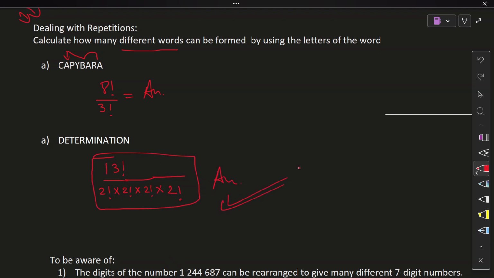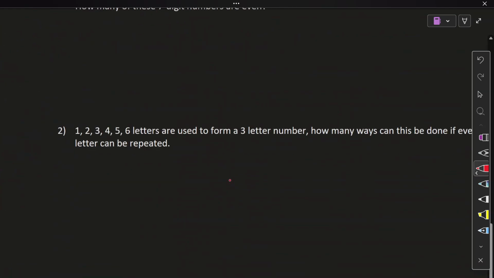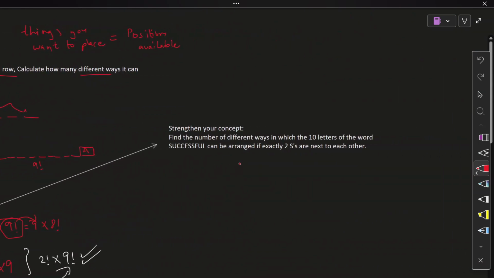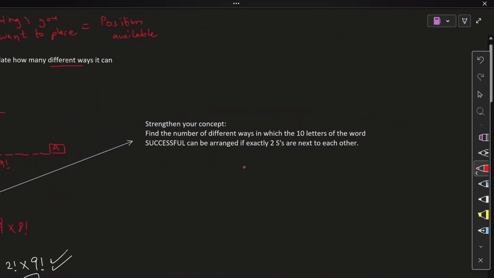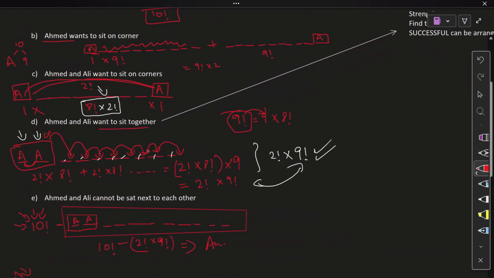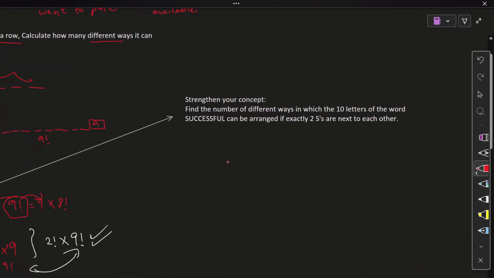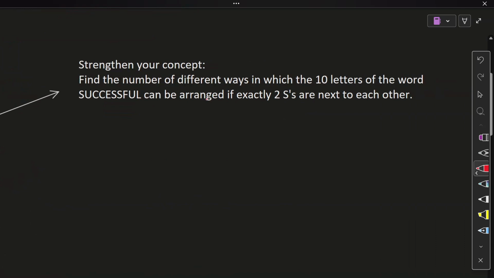Hopefully the concept is clear. Now, before we move to these rare questions I have found, I'm gonna move you here. Strengthening your concept. We are gonna move from this concept to that concept. So I'm gonna play something here. Just keep this concept in mind. Strengthen your concept. Find the number of different ways in which the 10 letters of the word successful can be arranged if exactly two S's are next to each other.